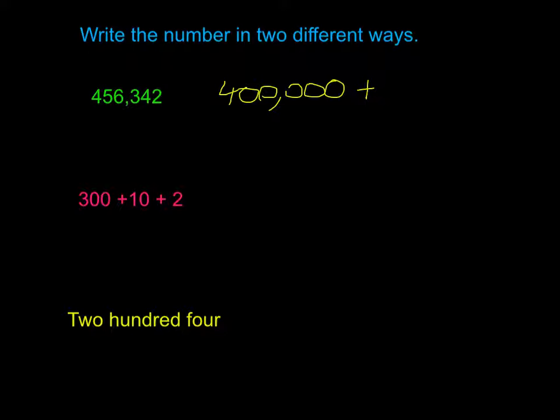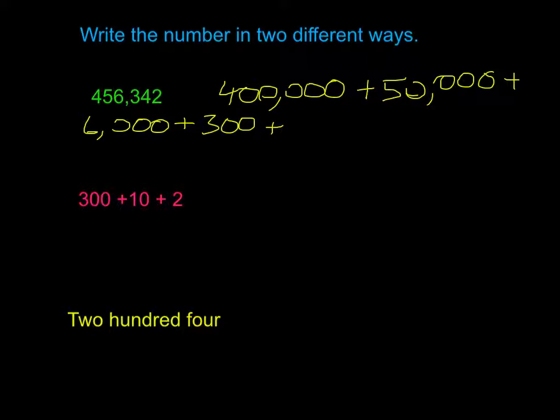plus, then we have our 50,000, and then we're going to add our 6,000, and then we're going to add our 300, and then our 40, which would be our tens column, and then finally our ones column, which would be 2. And that would be the expanded form of that number.